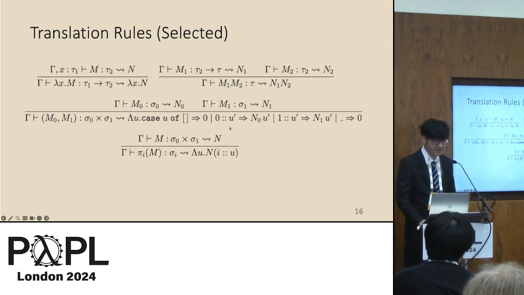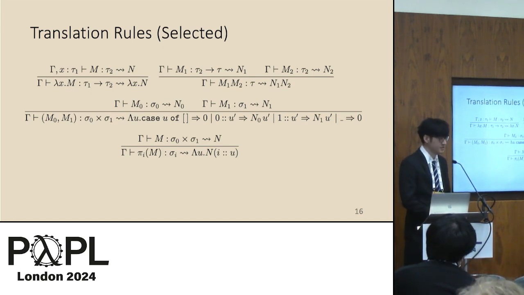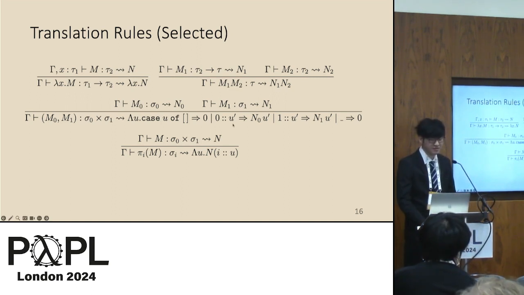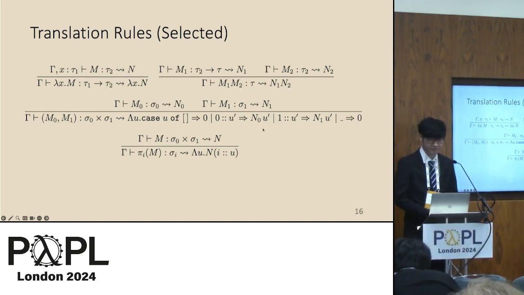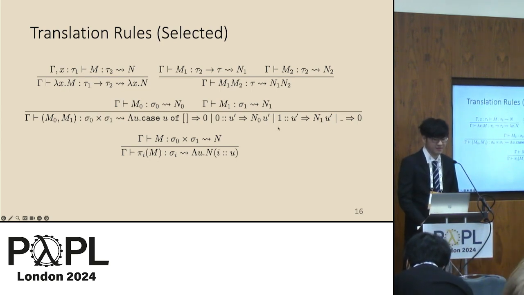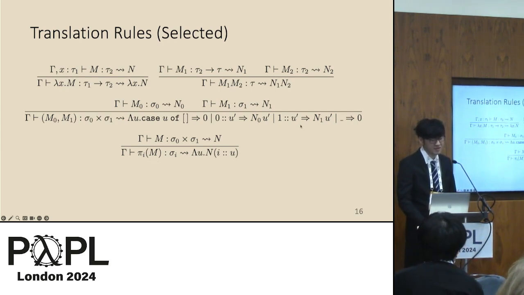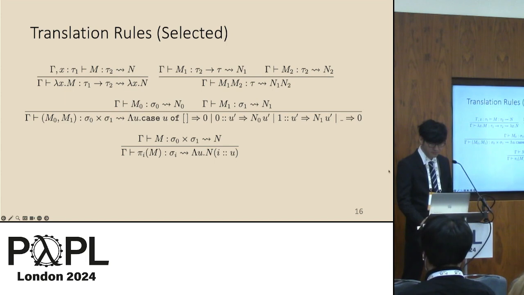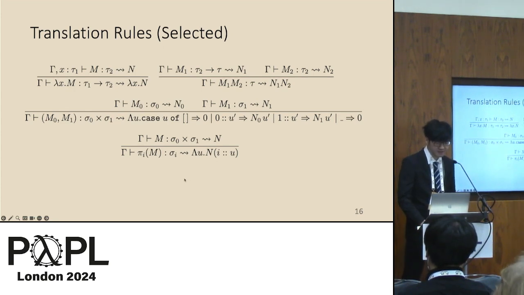And if the first element of u is 0, it refers to the component of the left child, so it passes the remaining path u' to N0 obtained from M0. If the list starts from 1, similarly, it passes the remaining path u' to N1. A projection is translated into a function as in the destructors left and right.